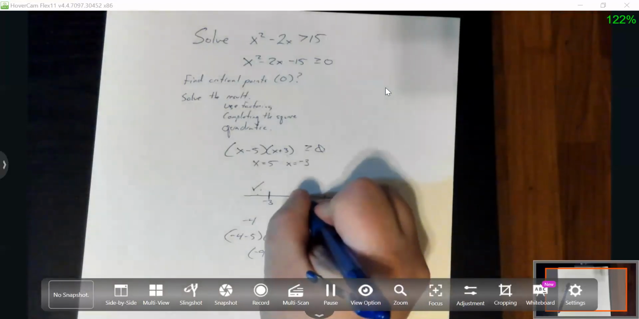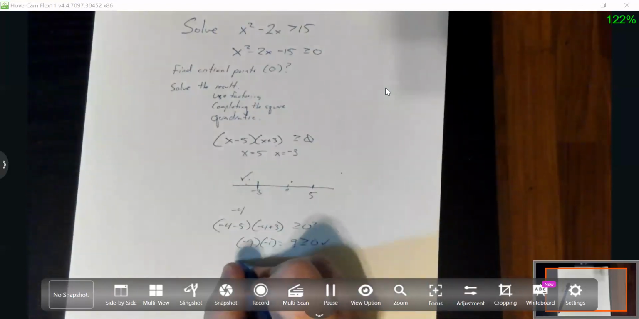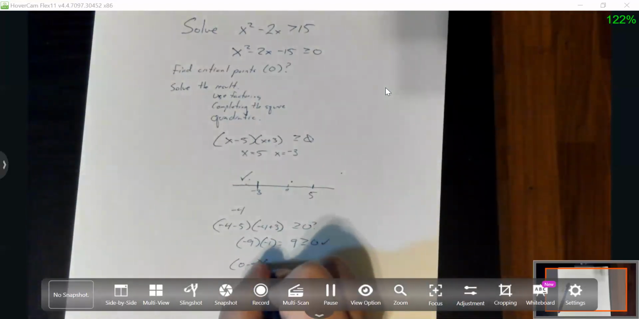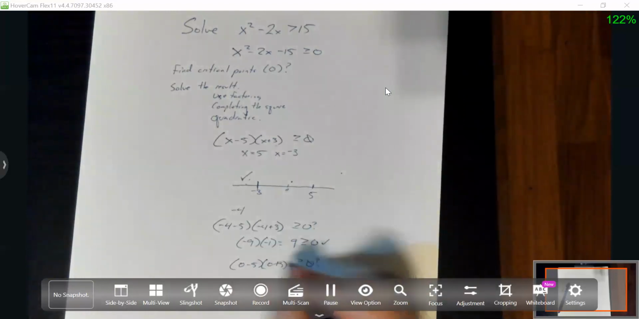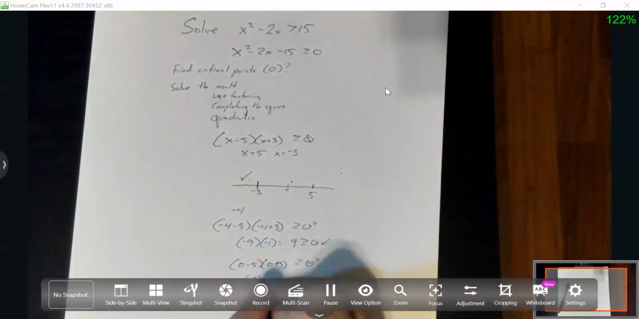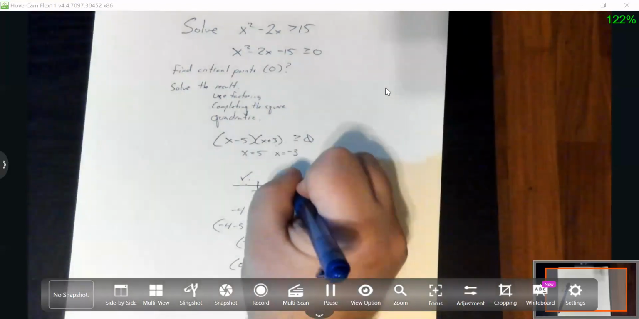If I tried in the middle, well, an easy test value would be 0. So let's plug in a 0, see if it works. That's 0 minus 5, 0 plus 3. And we're saying again, is that greater than or equal to 0 or not? So that gives me -5 times 3, which is -15. And that is not greater than or equal to 0. So the middle region failed.